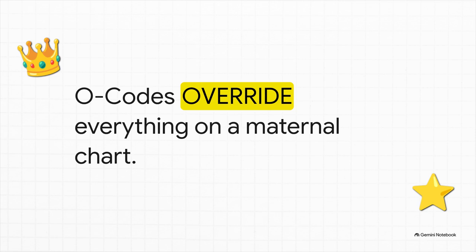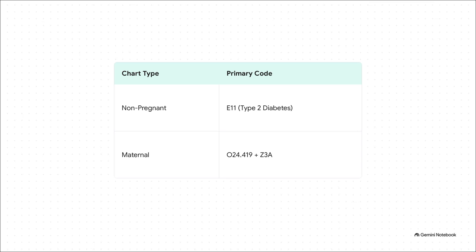No exceptions. And this right here perfectly illustrates how a patient's chart physically transforms the second they become pregnant. Let's take type 2 diabetes as an example. On a non-pregnant chart, obviously you'd report an E11 code, right? But on a maternal chart, that E11 code gets completely overwritten. The primary diagnosis has to convert to an O code, specifically O24.419 for gestational diabetes, and then it gets paired with a Z3A code for the exact weeks of gestation. The O code is totally in the driver's seat here.